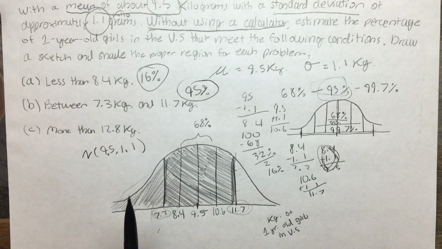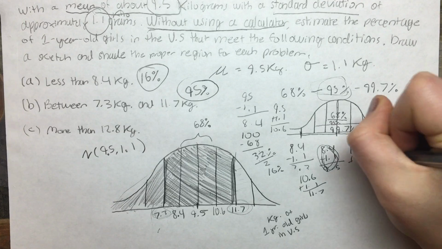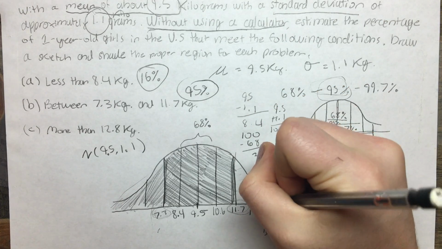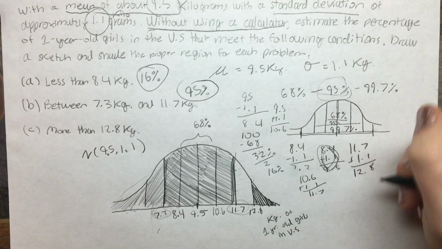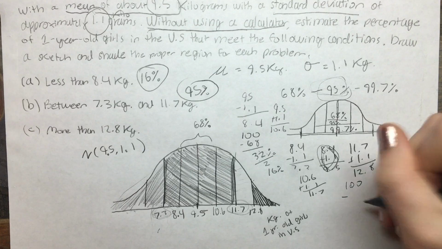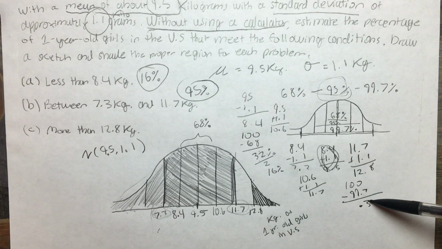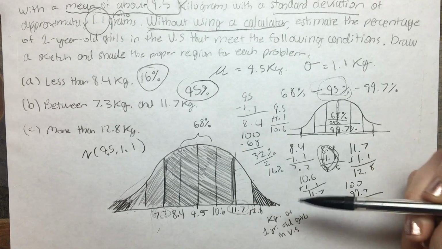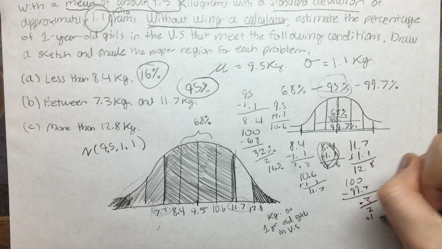Our next one is more than 12.8 kilograms. So now I'm going to go to the third standard deviation. 11.7 plus 1.1 is 12.8. We're doing more than, so we're actually looking for this tiny tail right here. And since this is the third standard deviation, what we can do is 100 minus 99.7. We get 0.3, but 0.3 includes this tail and this tail over here. We only want this tail, so we're going to divide by 2 and get 0.15%.